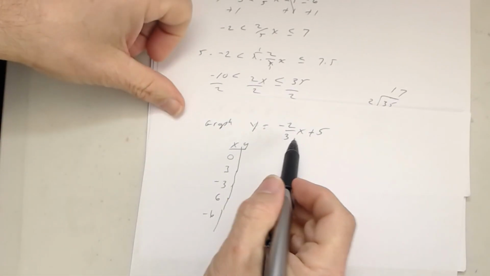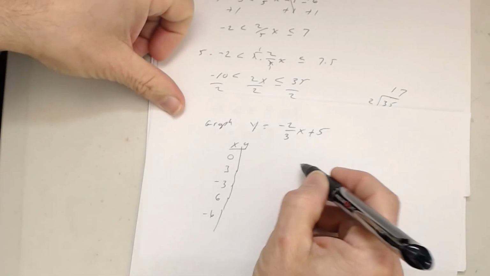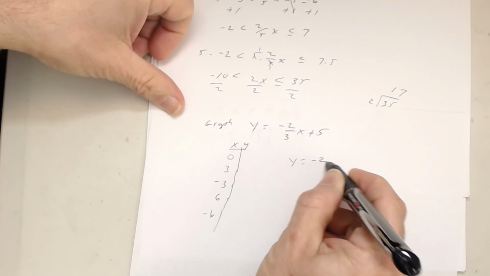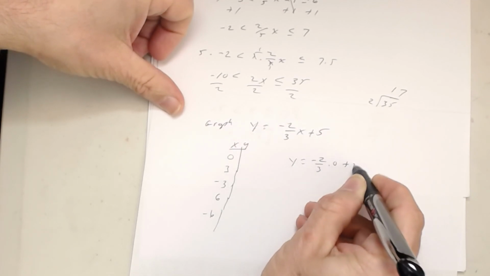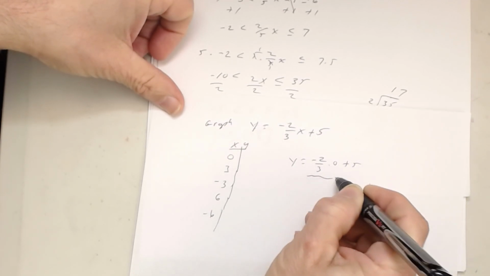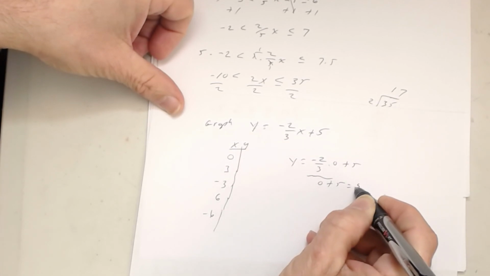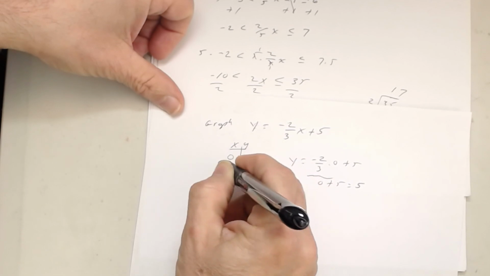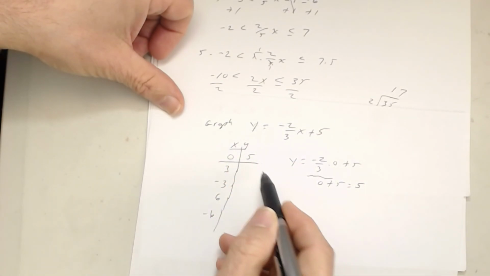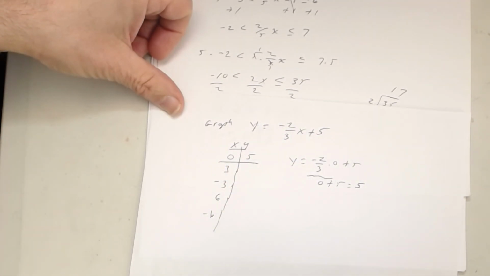So if x is 0, how do I find the y value? Wherever you see the variable x, what do you plug in? 0. So I get y equals -2/3 times 0 plus 5. -2/3 times 0 is 0. 0 plus 5 is 5. See, I got an integer for a y value.